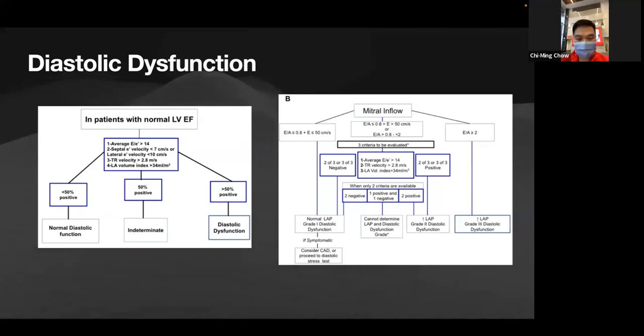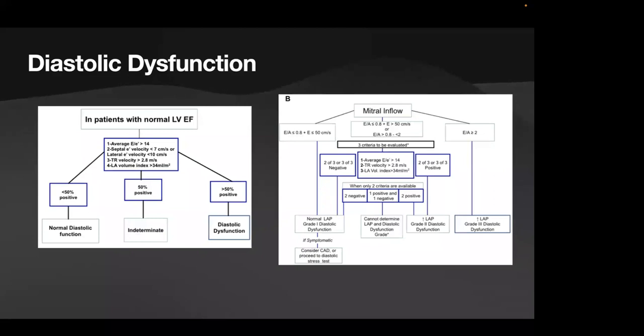So one other challenging point is looking at the left diagram. We often run into a situation of indeterminate. When you have only 50% of the criteria, or 2 out of 4 positive on the left diagram, you go to indeterminate. So how do you deal with that? Should we go to the second diagram, or should we just stay and report indeterminate?